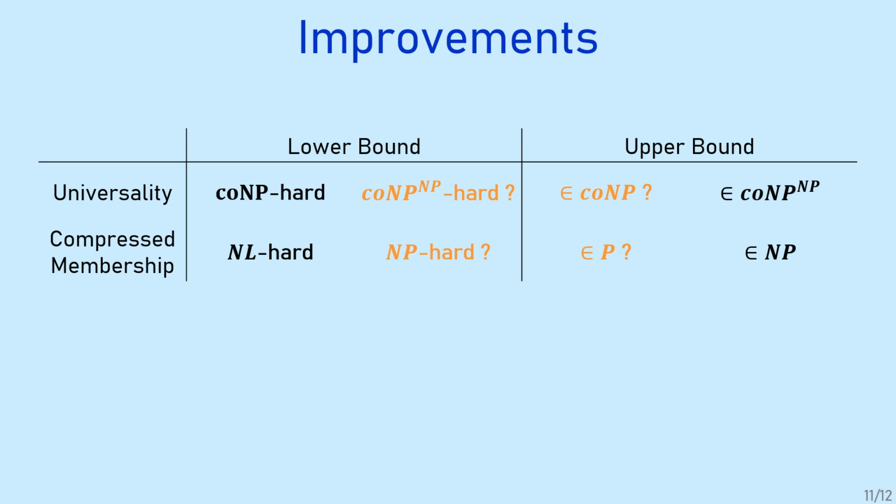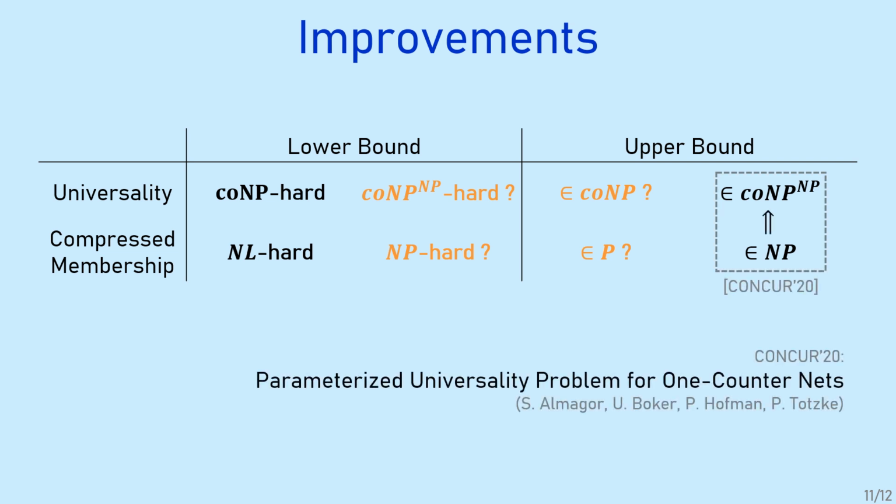That'd be great. And recently it was shown in CONCUR 20 that there is an NP algorithm for compressed membership, which is great. And then they use that to leverage universality being inside coNP to the NP. And I guess this shows off the timeliness. They also talked about various other universality problems, not just the specific example I've been talking about today.